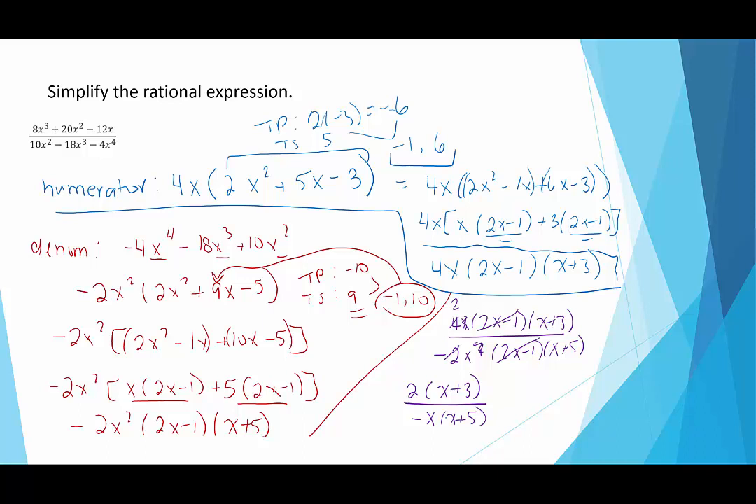I would leave my answer like this. Talk to your instructor whether you need to distribute through, but I say again, less is more. Leave it like this. These have been examples of simplifying rational expressions.